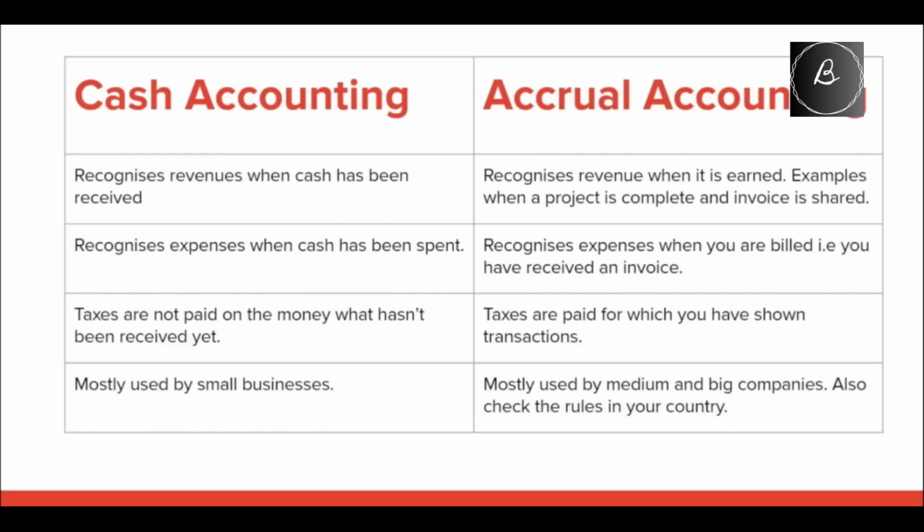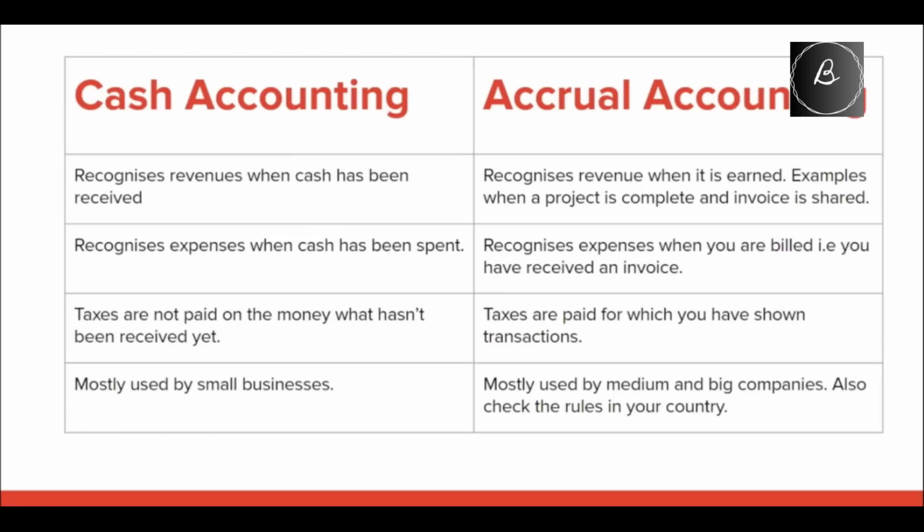Let's look at the difference between the two in brief. Cash accounting recognizes revenues when the cash has been received. Accrual accounting recognizes revenue when it's earned. Examples are when a project is complete and invoice is shared. The cash accounting recognizes expenses when the cash has been spent. The accrual accounting recognizes expenses when you are billed, that is, when you have received the invoice.